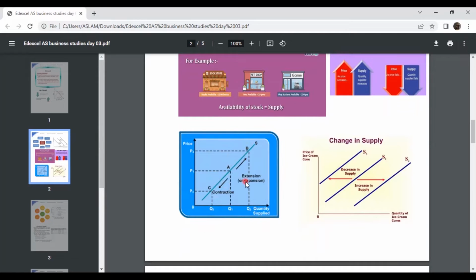So actually you need to understand one particular thing. Why are suppliers motivated by price to sell more? Because they produce with the intention of selling. So that's the reason when they produce more, they will try to sell more at a higher price as much as possible. Then we have the next part, changes in supply happen due to determinants of supply.